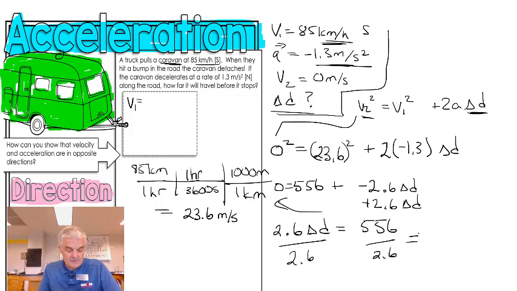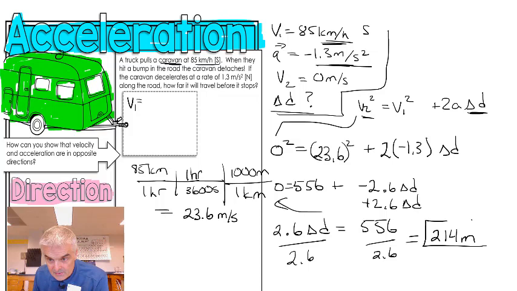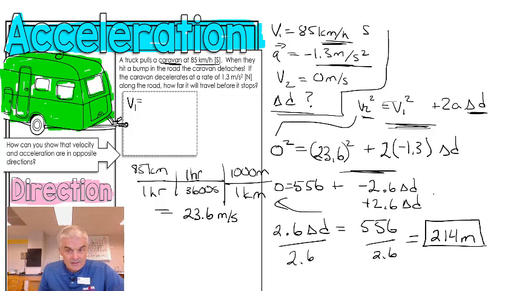And 556 divided by 2.6 gives me 214. Now what is that? That's delta d, and since we worked in meters, that'll be meters. So that means the trailer is going to take 214 meters to stop after it hits the bump and gets detached. Make sense? So this is the process. Identify your unknowns, determine the equation, plug them in, do algebra.